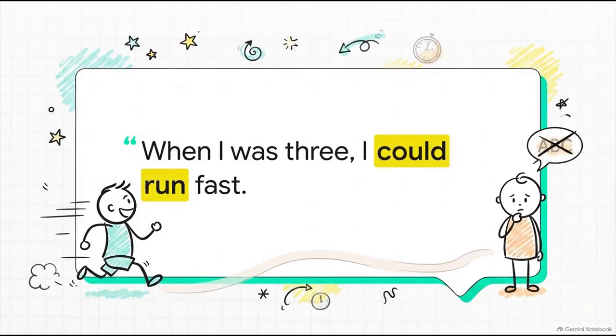Let's take a look at these beautiful mini-stories. When I was 3, I could run fast. Notice the structure there. We have the subject I plus could plus that infinitive verb, run. It just paints a perfect picture of a past ability. Next example. When she was little, she couldn't speak English. Subject she plus couldn't plus the infinitive speak. It's clean, it's precise, and it's wonderfully expressive.